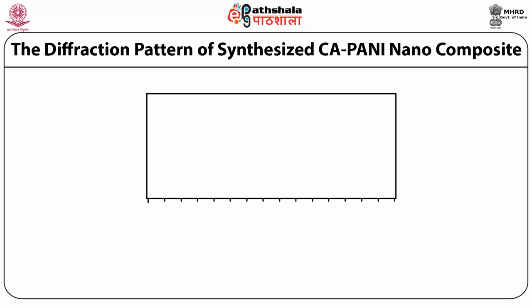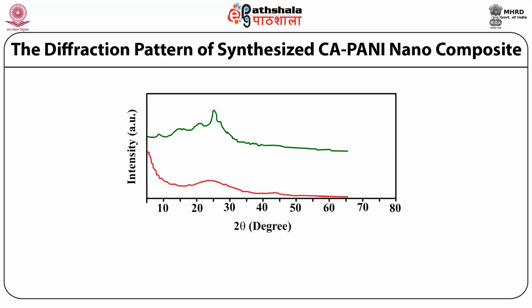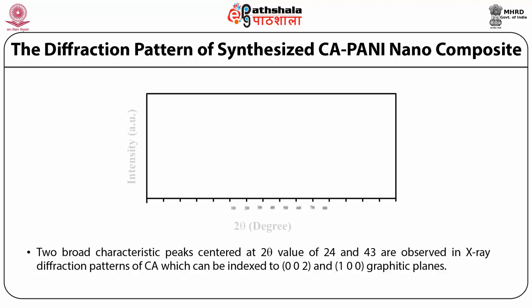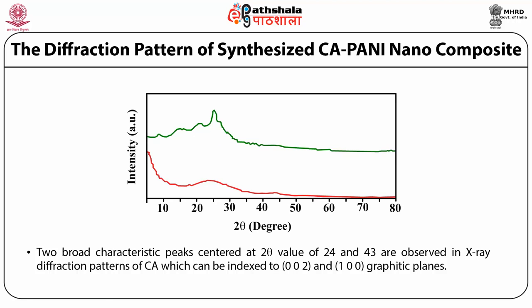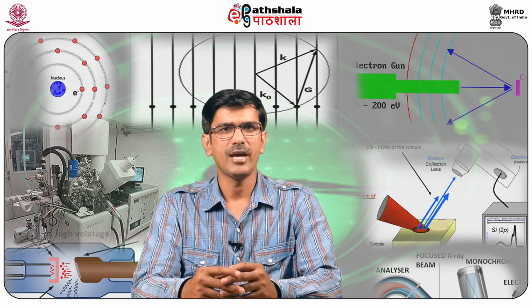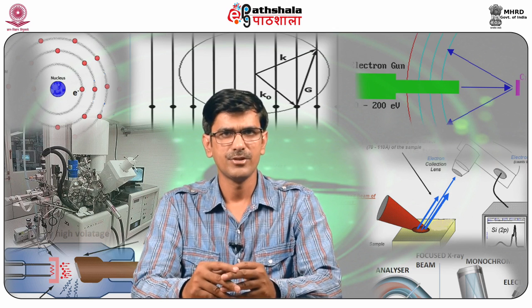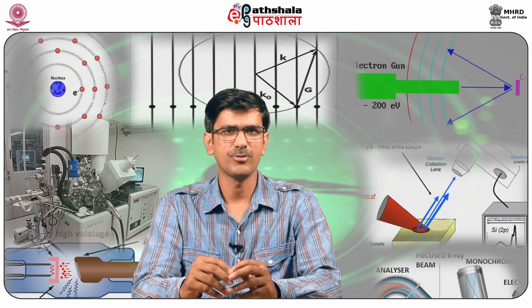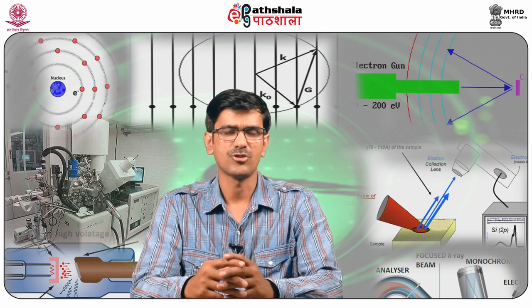Next is the diffraction pattern of synthesized CA-PANI, that is carbon aerogel and PANI polyaniline nanocomposite. Two broad characteristic peaks centered at 2 theta values of 24 and 43 are observed in the X-ray diffraction pattern of carbon aerogel, which can be indexed to the 002 and 100 graphitic planes. The most intense peak at 2 theta value of 24.5 exhibits an enhanced d-spacing of 3.63 angstrom, compared to that of typical graphitic geometry, 3.4 angstroms.